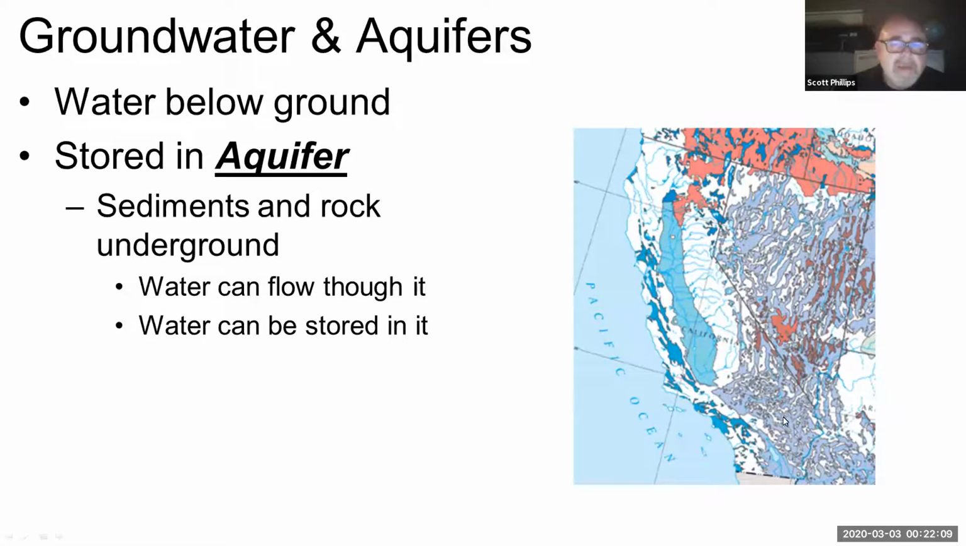This is a figure showing some principal aquifers in the western United States. The most important one in California is the Great Central Valley Aquifer, shown here. Then there's a number of smaller aquifers along the coast and shallower aquifers in the interior.